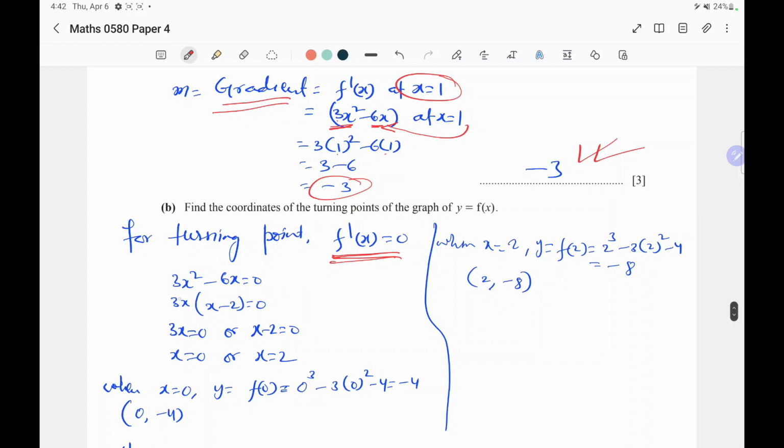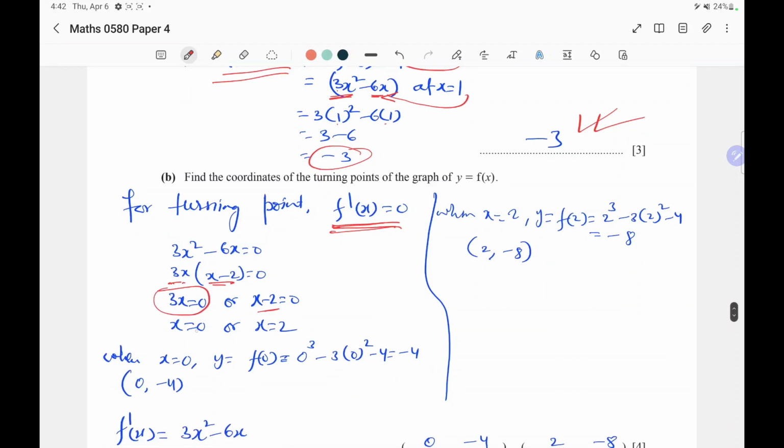So 3x squared minus 6x equals 0. We can take 3x common, because 3 and 6 we can take 3 common, and x squared and x we can take x common. So x is left and x minus 2 is left. Now this 3x should be 0, or x minus 2 should be 0. So x equals 0 over 3, that's 0, or x equals 2. So I got two values of x, 0 and 2.